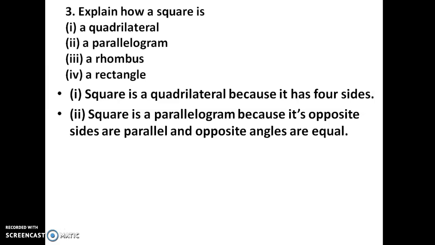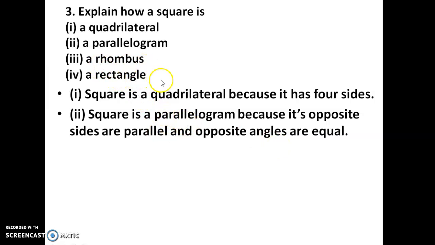How to say that? A square is a parallelogram because its opposite sides are parallel and opposite angles are equal. This condition, it is satisfying. Opposite sides are parallel and opposite angles are equal. So it is a parallelogram.